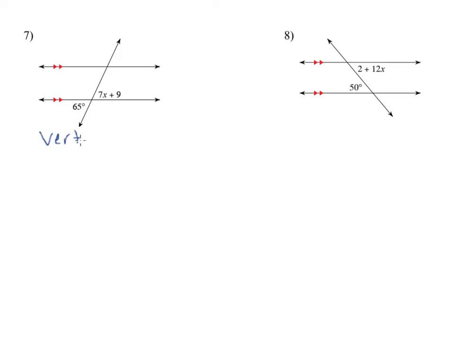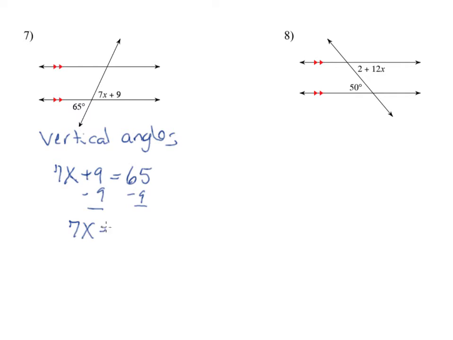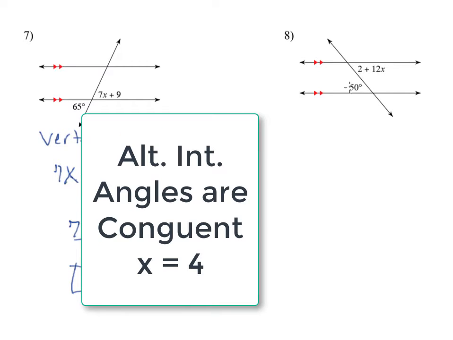Number 7, these are vertical angles, which means they equal each other. Solving the equation for x by subtracting 9 from each side and then dividing each side by 7, you end up that x is equal to 8. Number 8 is another example of alternate interior angles, and so I would set these two equal to each other, and when I solve this down, you should get an answer of x equals 4.